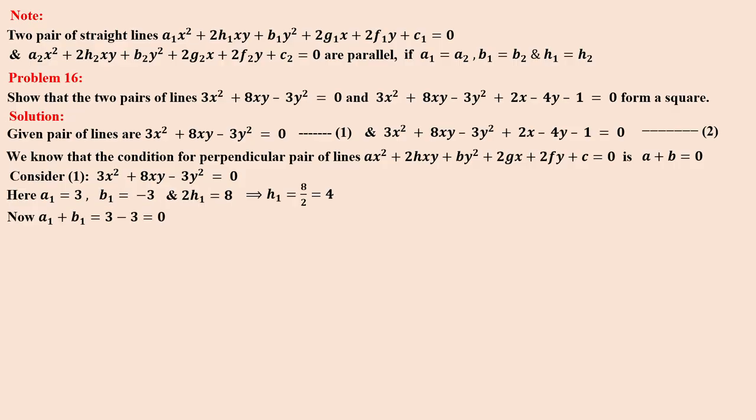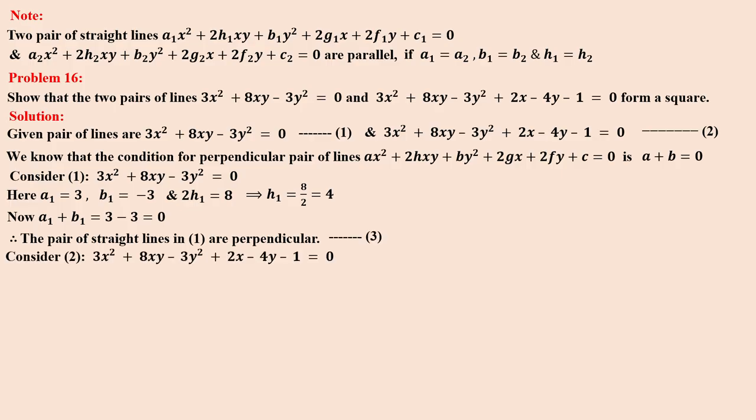And h1, if you want, then 2h1 is equal to 8, h1 equal to 4. So a1 plus b1 equal to 0. Therefore the pair of straight lines in 1 are perpendicular, that is result 3, right?